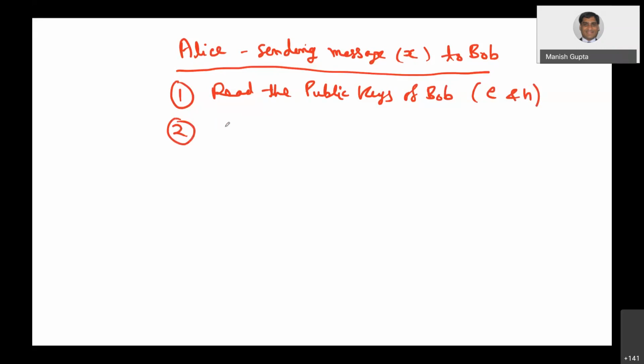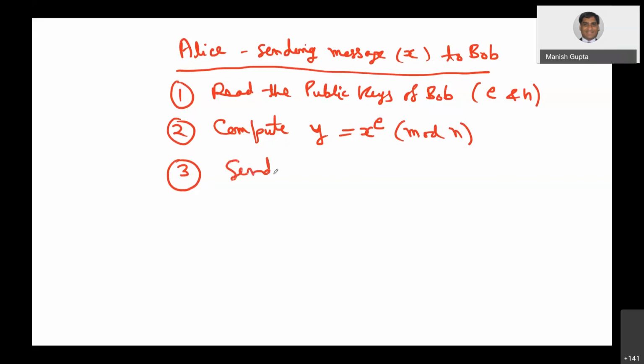Then second, she computes X raised to the power E, call it Y. She computes Y, which is a number: whatever the message X is, raise it to the power E, modulo N. So she is putting a lock on the message using the public key of Bob, using E and N. Okay. Now, send Y to Bob.